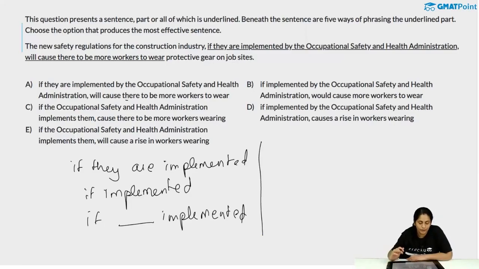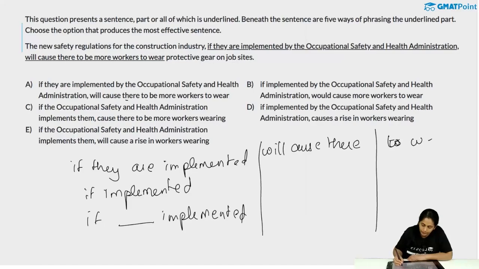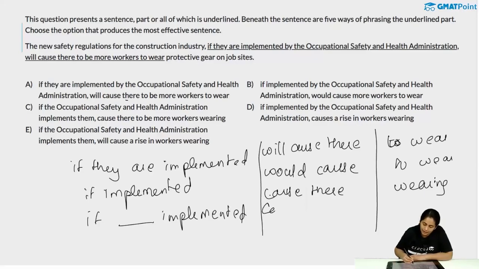Now let's take a look at the second part, which is after the comma, will cause there to be more workers to wear. So this is will cause there to be more workers to wear, then you have would cause more workers to wear, then cause there to be more workers wearing, and then causes a rise in workers wearing. Wearing is common, so I'll not write it again. Will cause a rise, will cause.